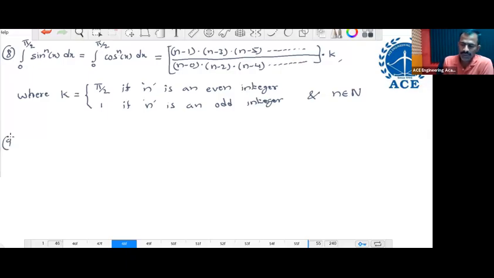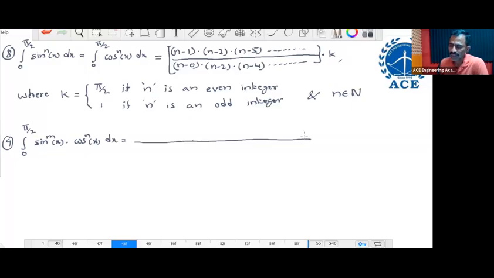Next, the 9th one. Integral 0 to pi by 2 of sine power m of x into cos power n of x dx equals. Again, like above, we write something by something, just the same method. Okay, before writing this formula, let us look at the previous one, the 8th property.